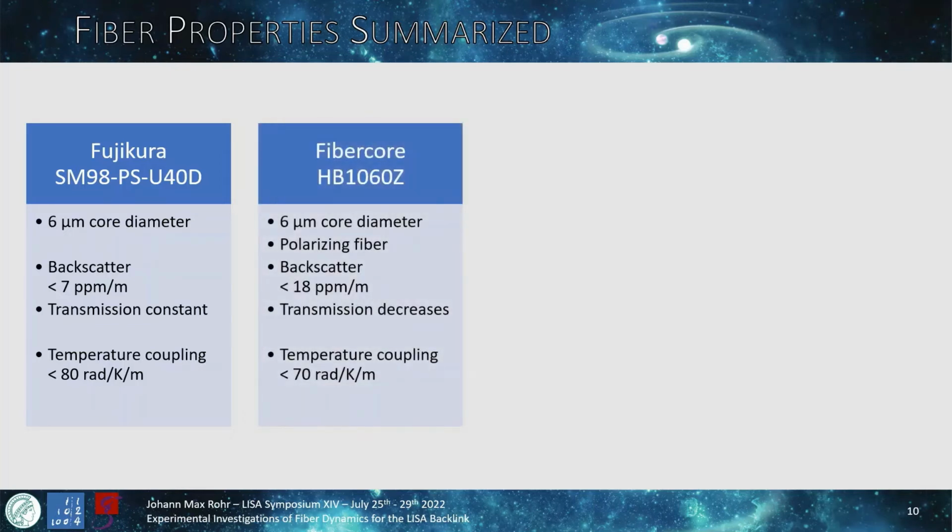Then we tested the fiber core fiber, which is interesting for its polarizing properties. This type shows less than 18 ppm per meter of backscatter, but unfortunately a decrease in transmission when exposing the fiber to radiation, and therefore this fiber is not an option.